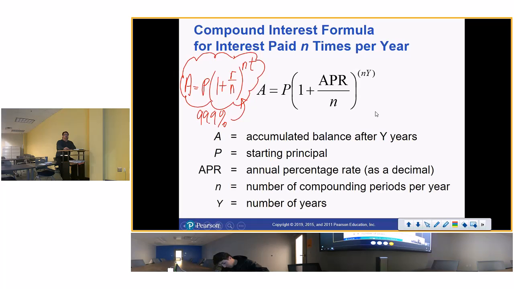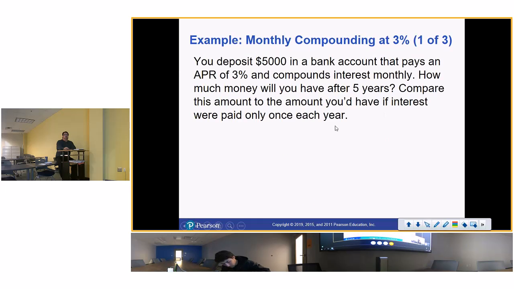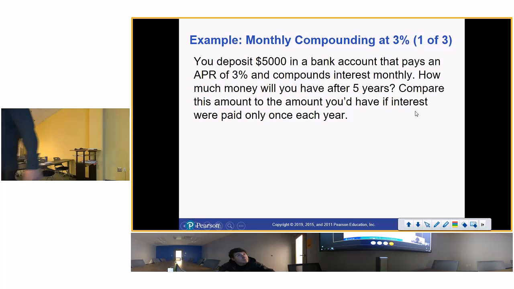And hopefully we'll get to a decent problem here in a minute. This looks good if they don't do it by the month. You deposit $5,000 in a bank account that pays an APR of 3% and compounds interest monthly. How much money will you have after 5 years? I'm not going to do the second part because nobody ever does that. So we're going to do the first part because that's the test question. So here we go.